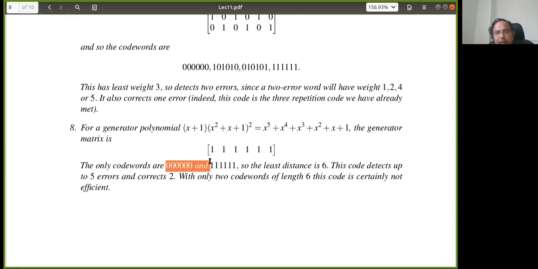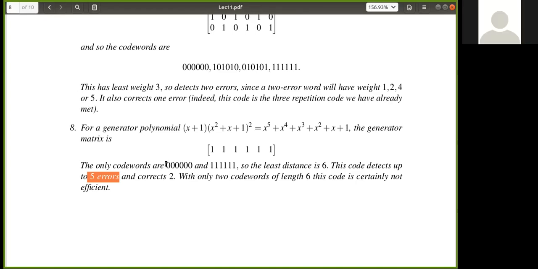It is not only a linear code, it's a cyclic code also. Any cyclic shift of these code words is again a code word. So it is a cyclic code, right? But what is the distance of this code? 6. So this code detects 5 errors. If D is the distance, we discussed that it can detect D minus 1 errors. But if D errors come, then it cannot detect, because I do not know which one I sent.